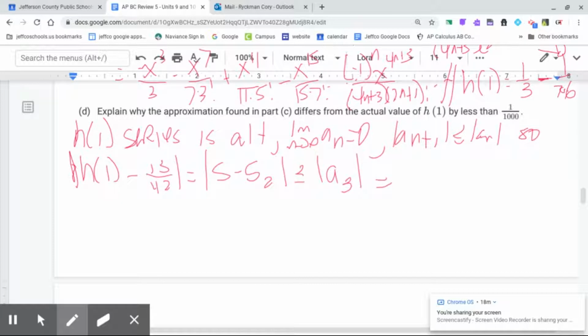A3 would be the next term in the series with a 1 in for x, which is 1 over 11 times 5 factorial. That's 1 over 11 times 120, which is 1 over, let's see, that's 1200 plus 120, so 1320, and that is less than 1,000. All right, so there you go.